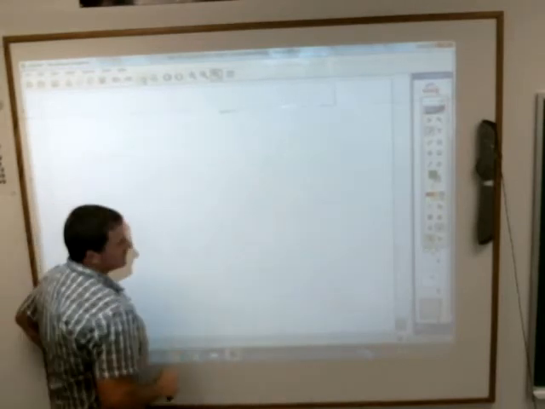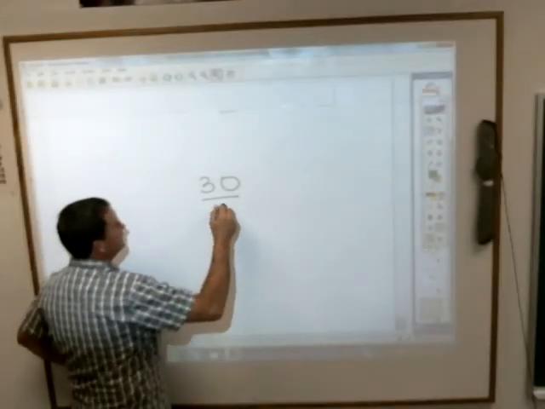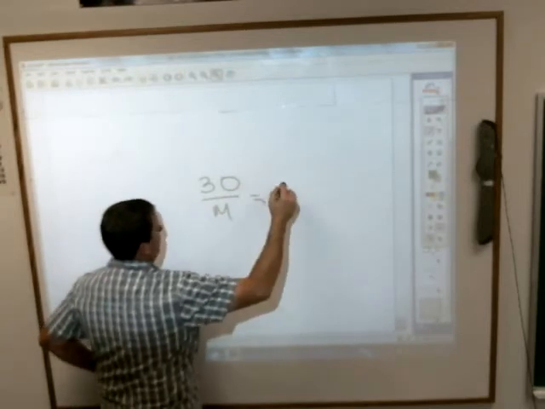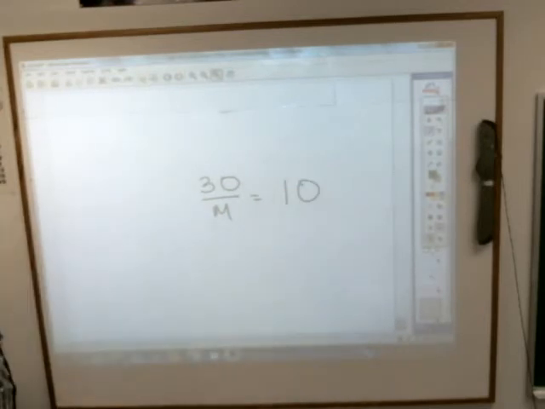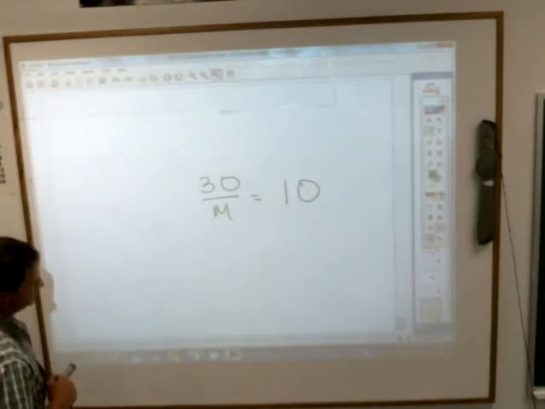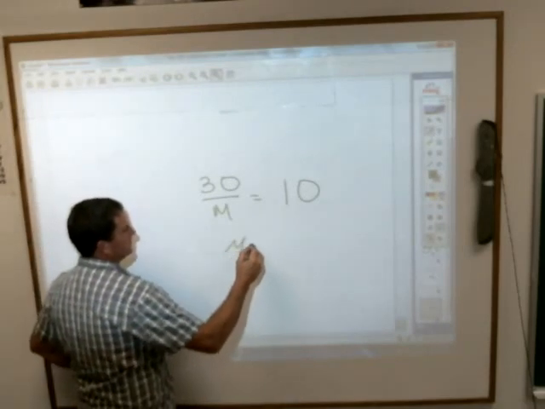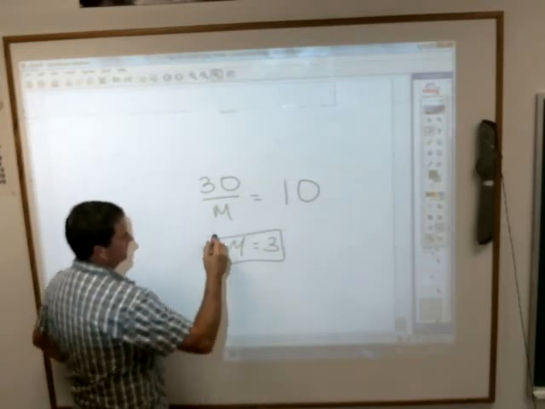How about one last one? What about 30 over M equals 10? Savannah. Correct. M equals 3. Perfect.